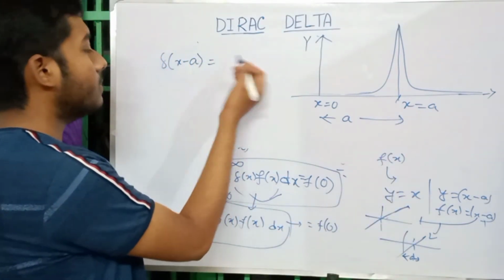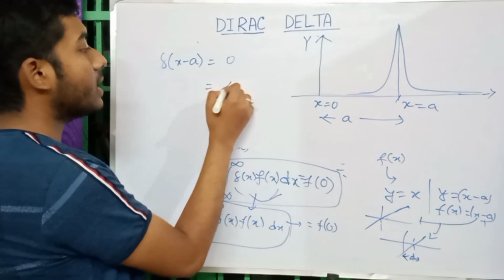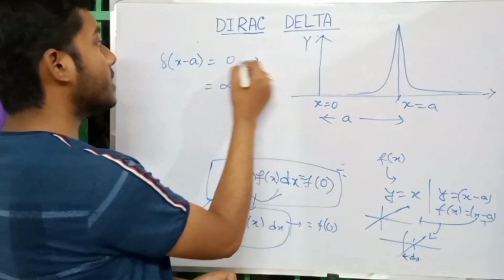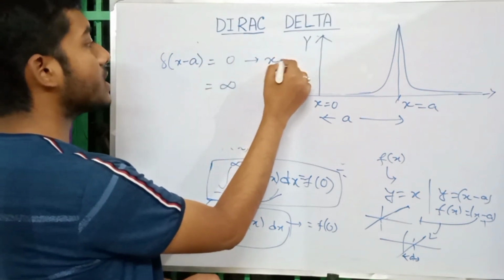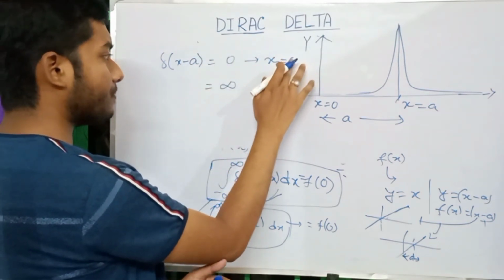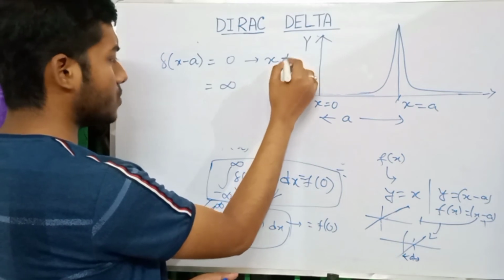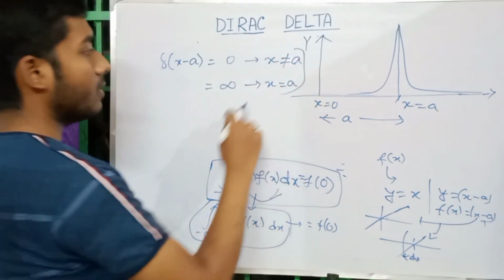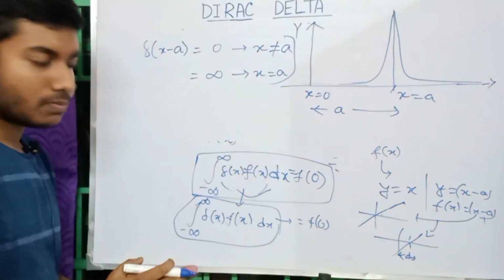Okay, now this will be 0 and infinity at what point? You have to understand that this value will be 0 at x not equal to a, and this will be infinity at x equals a. Okay, it is clear now.